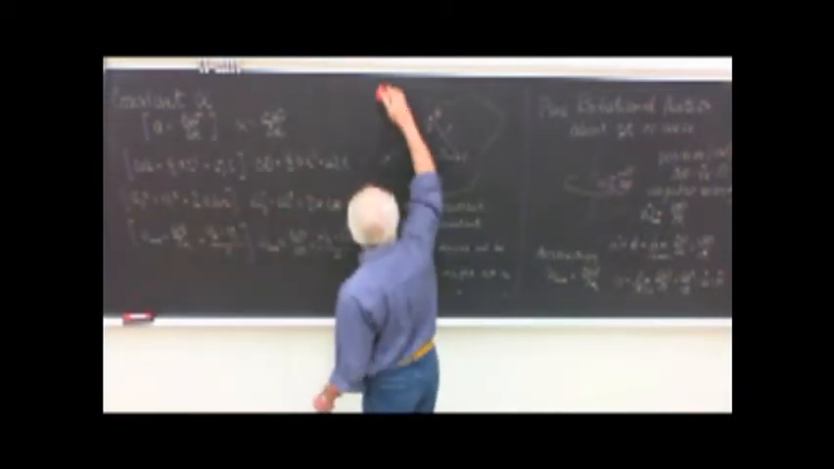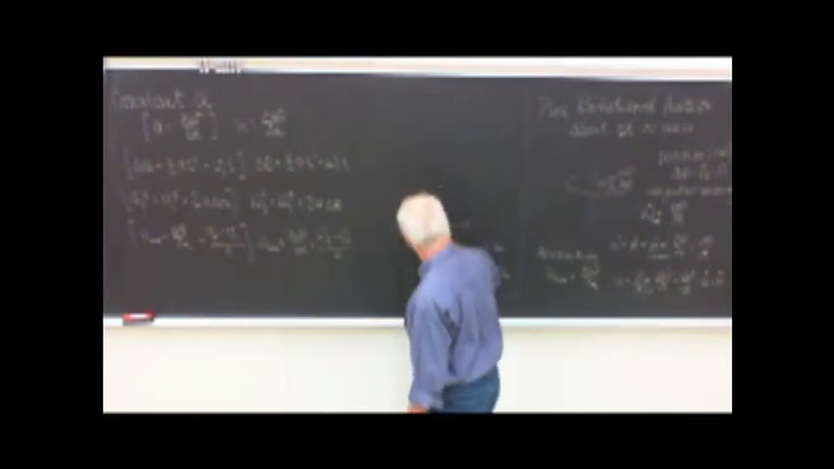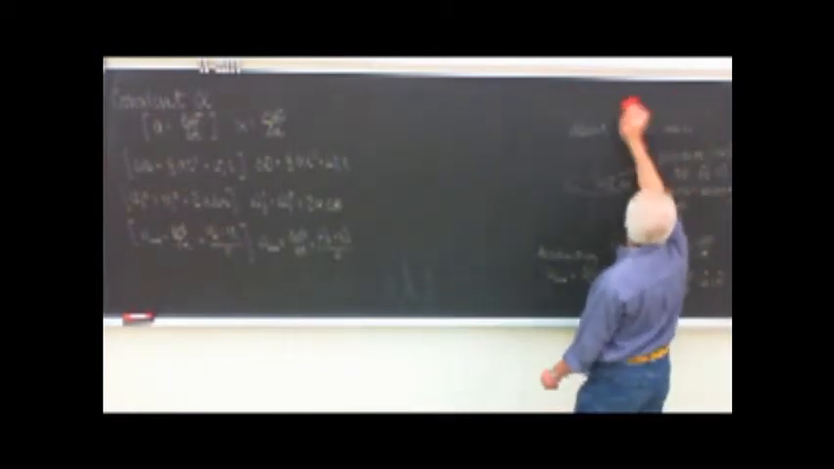So we have four constant acceleration equations for either translation or rotation. At this point, remember, we're not doing both at once. We're only doing one or the other. Right now, we're focusing on rotation.